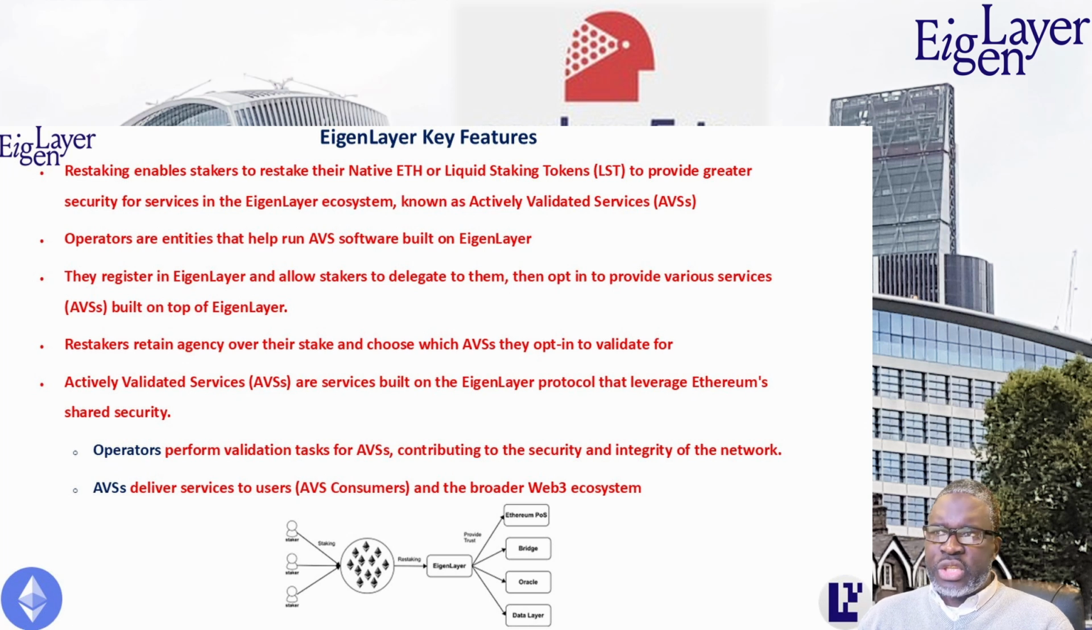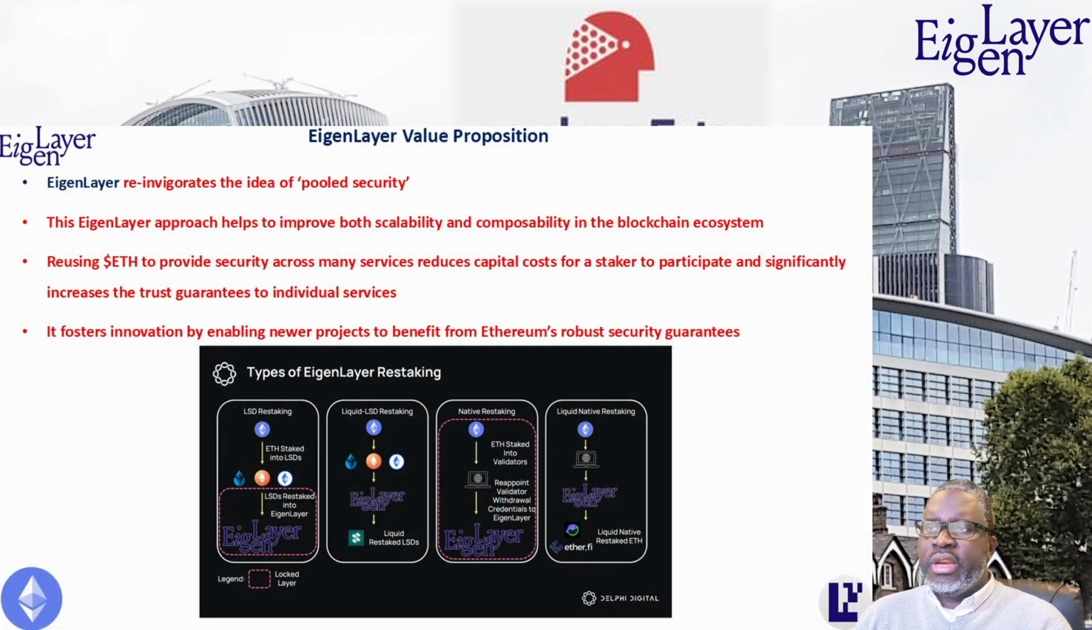Moving on to value propositions for Eigen Layer. Eigen Layer reinvigorates the idea of pooled security, previously made popular by the likes of Polkadot Network and its relay chain architecture. This Eigen Layer approach helps to improve both scalability and composability within the blockchain ecosystem. Reusing ETH to provide security across many services reduces capital costs for stakers to participate and significantly increases the trust guarantees to individual services. Eigen Layer also fosters innovation by enabling newer projects to benefit from Ethereum's robust security guarantees without the need to replicate the costly process of securing their own network.